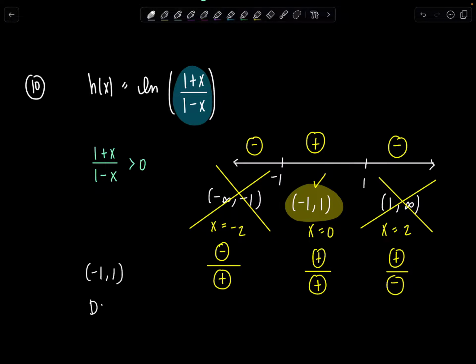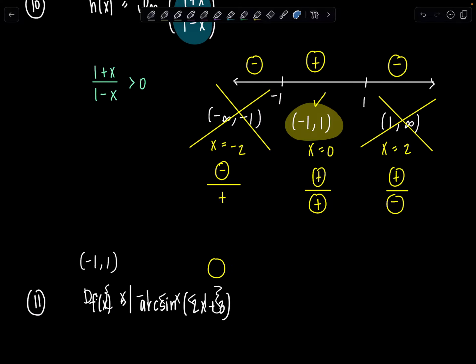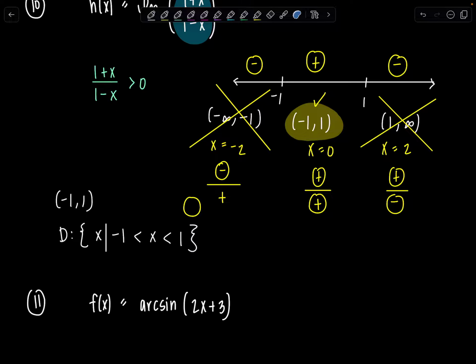Or again, if you want to write it in set builder, you'd say x such that -1 is less than x is less than 1. Don't put the equals signs on the logarithms. Okay, good. I wanted to box it and I had no space, so I tried moving it.